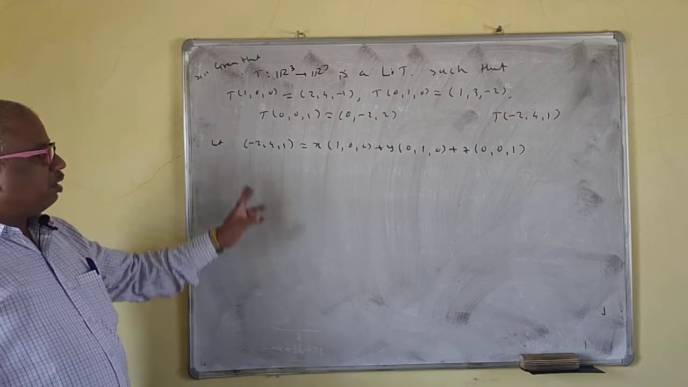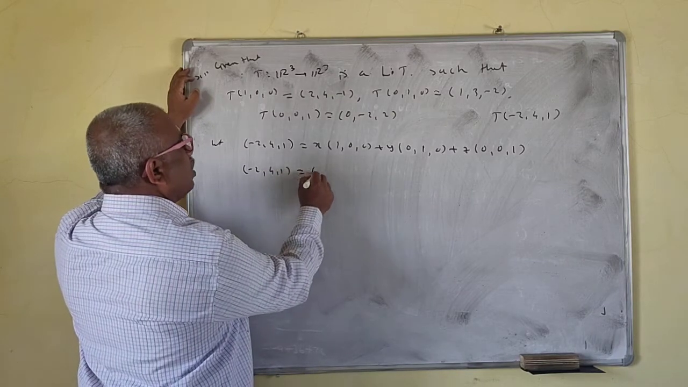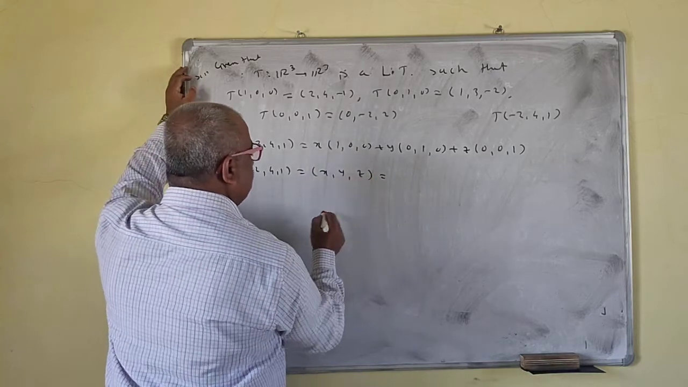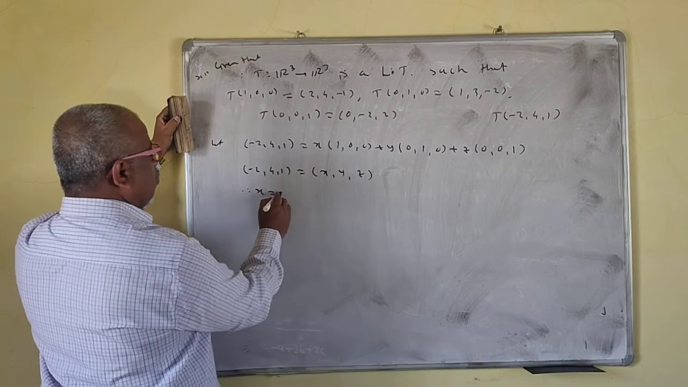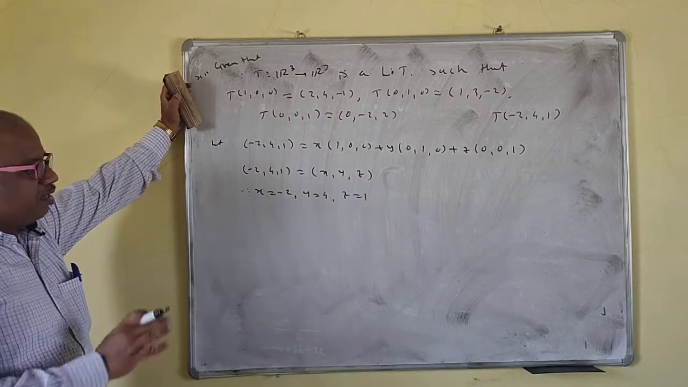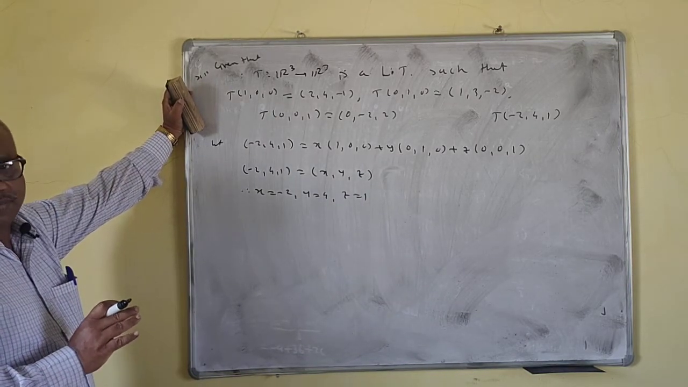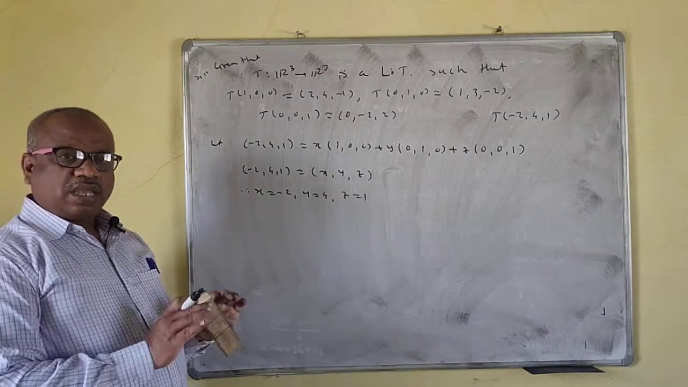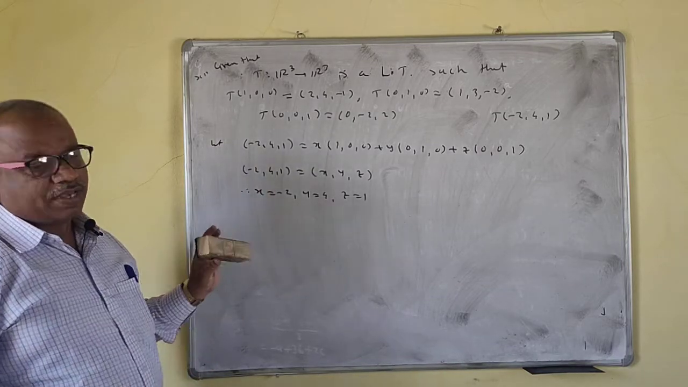So we'll find the vector x, y, z. Therefore x is equal to -2, y is equal to 4, z is equal to 1. Here the standard basis vectors are given to you, so directly you get the values of x, y, z. If not, you get a system of equations, and you have to solve the system of equations by any method. That is known to you. Find the values of x, y, z now.